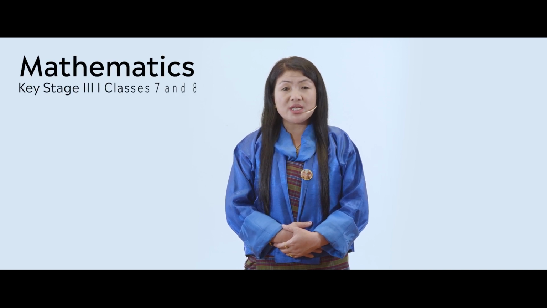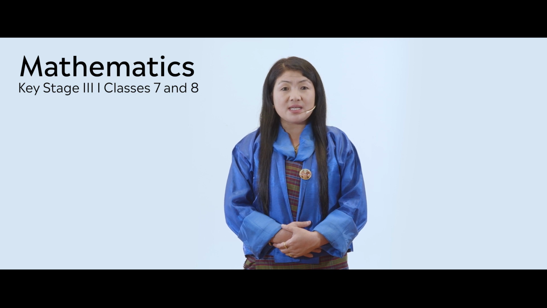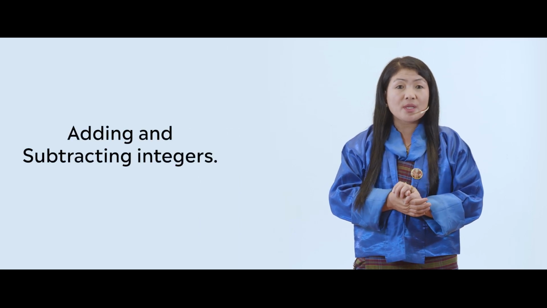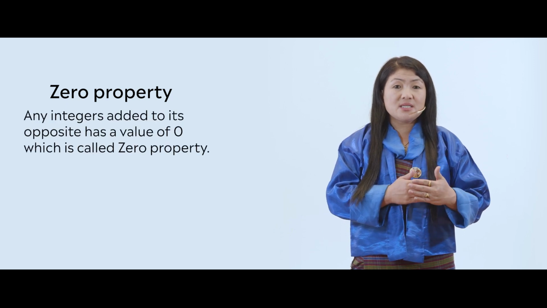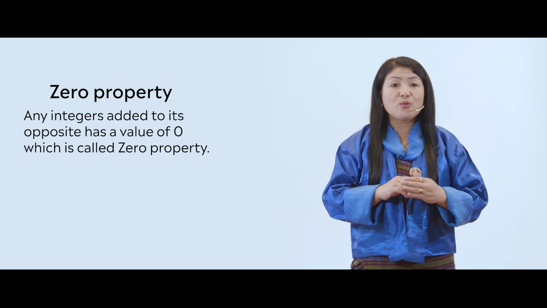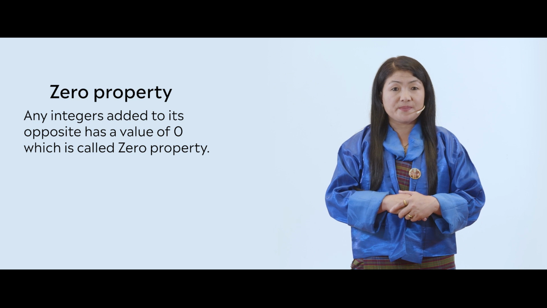I will be presenting a mathematics lesson for Key Stage 3, that is for classes 7 and 8. In the previous lesson, we learned adding and subtracting integers. We used zero property to add and subtract integers. Now let's revise what is zero property. Do you remember? So let me read out. Any integer added to its opposite has a value of 0, which is called zero property.